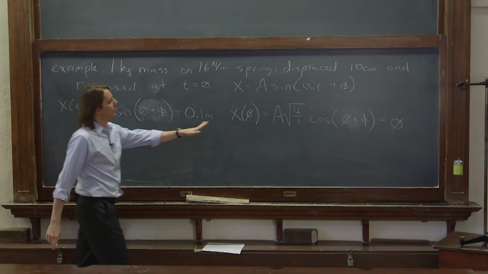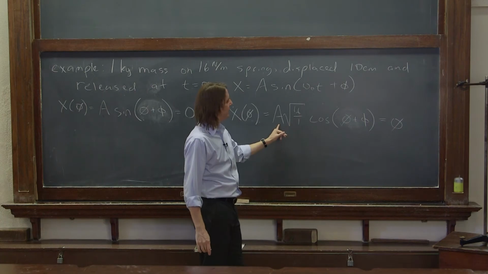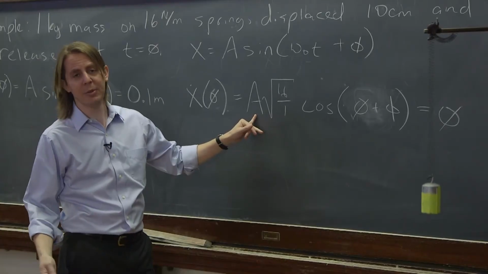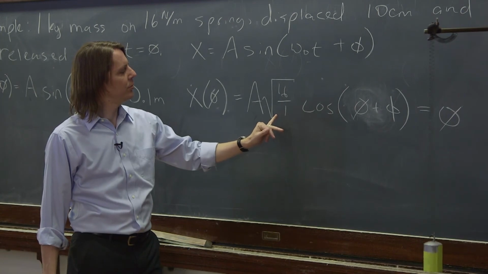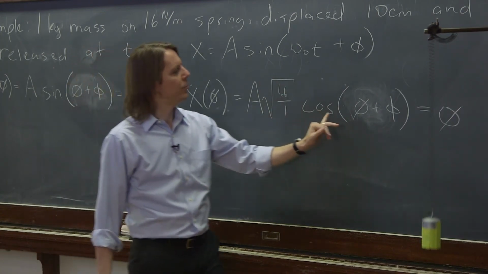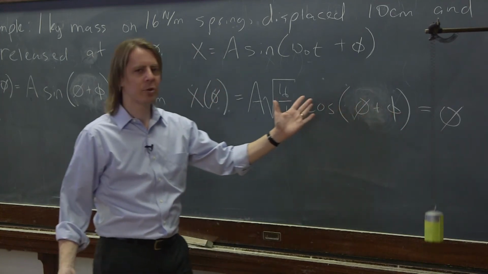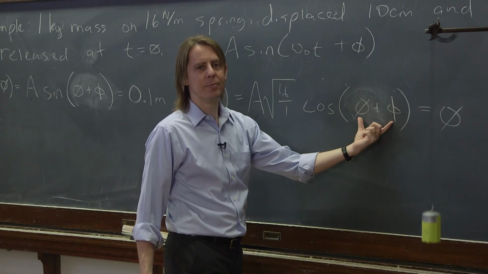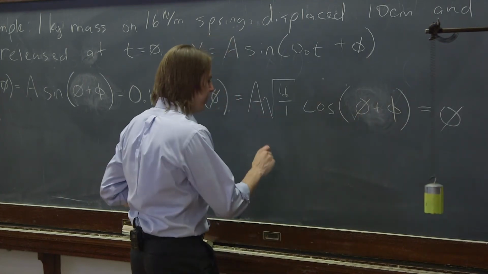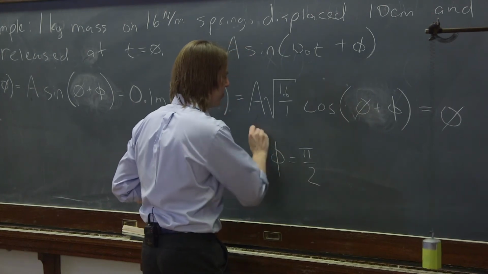This one also has two terms in it, but this you can do something with because it's equal to 0. So is A 0? No. A can be 0, but that's a trivial solution. Is 16 over 1 square root 0? No, that's 4. So the cosine term has to end up being 0. So where is cosine 0? Cosine is 0 when the argument is pi over 2. Right? So this requires that the phase be pi over 2.